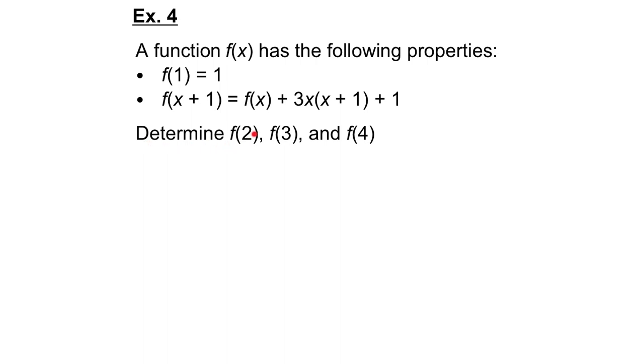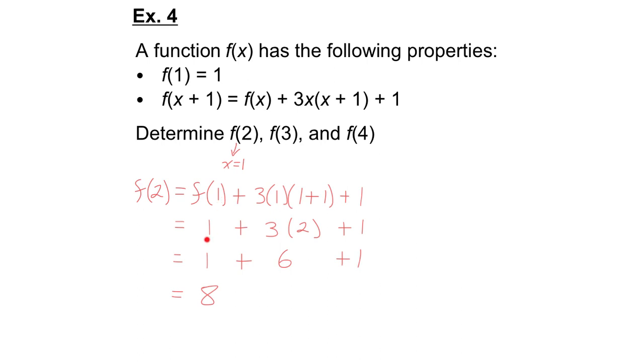The first thing we're asked to find is f of 2. Okay, so f of 2, if the number in the brackets is a 2, well, that would mean x is 1, because 1 plus 1 is 2. So to find the value of f of 2, we just need to follow this here. We know what x is. X is 1. So we need to find f of 1, which we already know. It's 1. And we need to add 3 times x, which is 1, multiplied by x plus 1, well, 1 plus 1, and then we have to add 1. So we can do that.